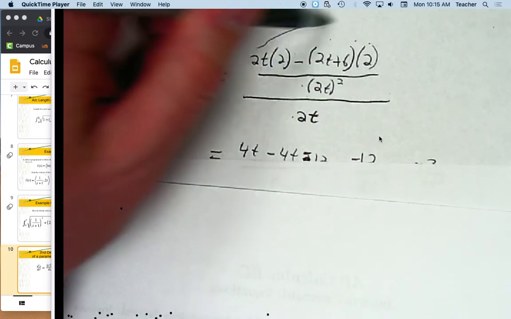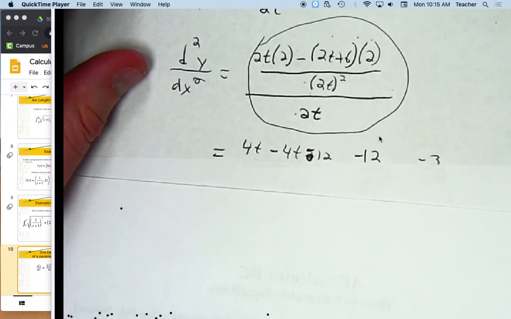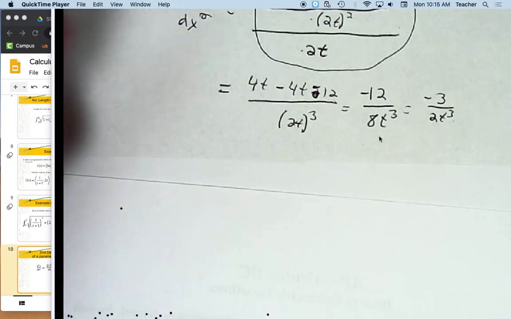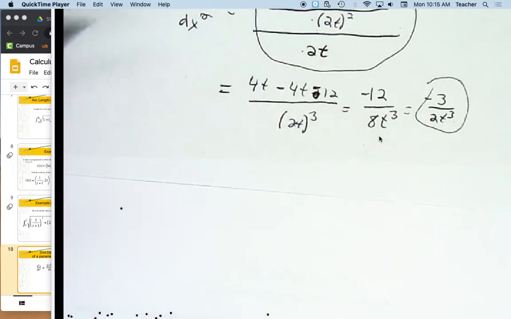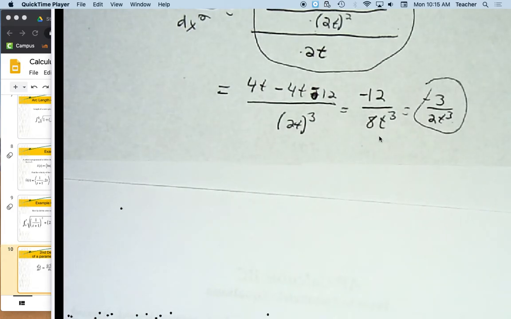It sort of depends on the circumstances, right? If you don't have to simplify, you can just stop right here. If you need to simplify, if it's a multiple choice question or something, then you go through all the algebra, cancel things out, and it actually ends up being a simple answer here. So negative 3 over 2t cubed is the second derivative for that function.